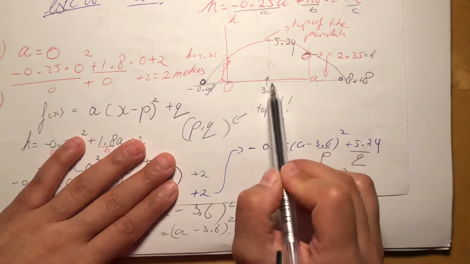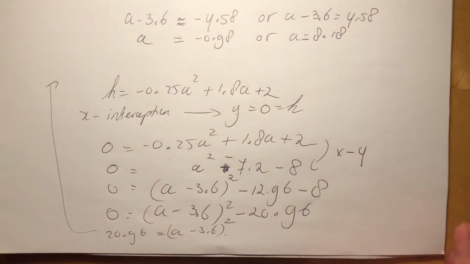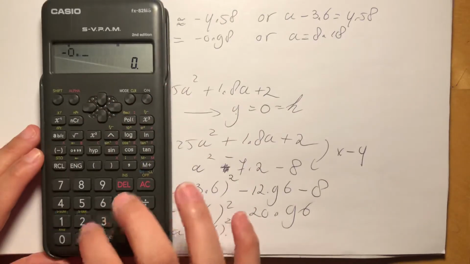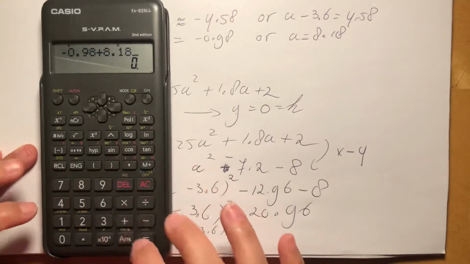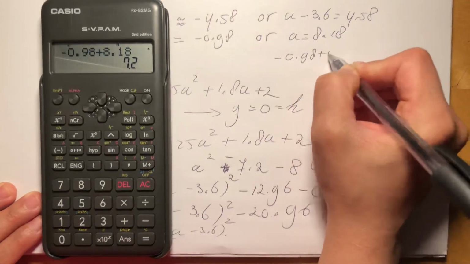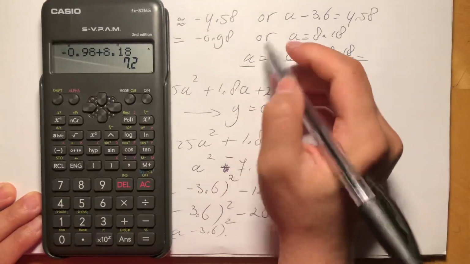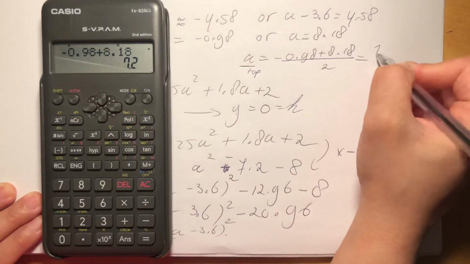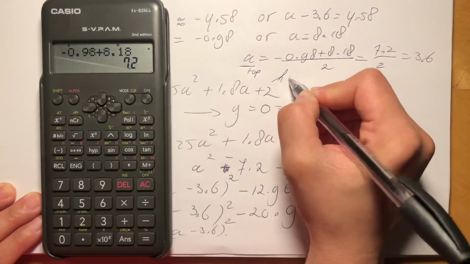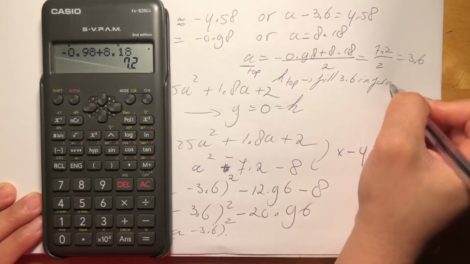Now, remember the top has to be 3.6. Let's see if we succeeded. Let's add the negative 0.98 plus the 8.18. Yeah, we did. So we get negative 0.98 plus 8.18 divided by 2. The a of the top is indeed 7.2 divided by 2, which is 3.6. And then the h of the top, fill 3.6 in the formula. And we did it!